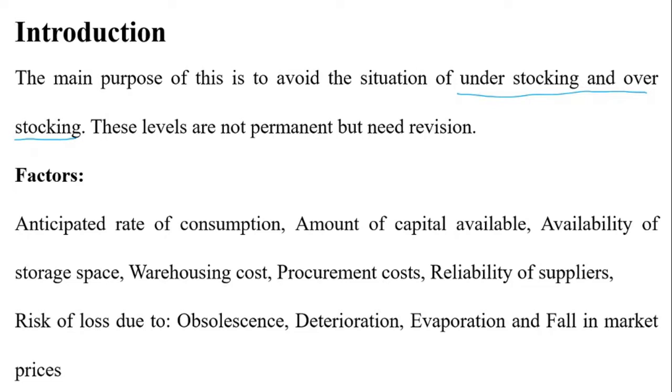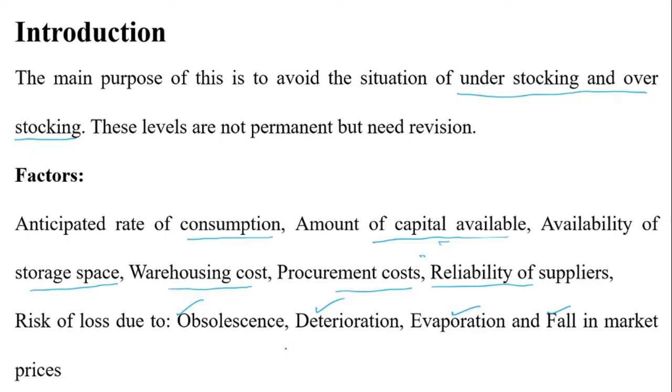What are the factors which are going to influence the stock levels? The different factors are the anticipated rate of consumption, that means how much we are going to consume for the production process, the amount of capital available with the firm, availability of storage space in the firm, warehousing cost, procurement cost, that is nothing but the purchase prices, reliability of suppliers, and finally, risk of loss due to obsolescence, deterioration, evaporation, and fall in market prices. These are the four examples of the risk of loss.